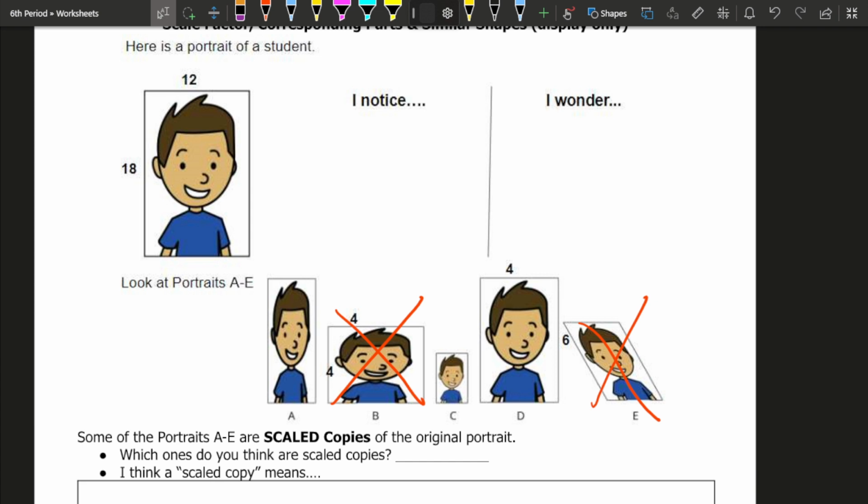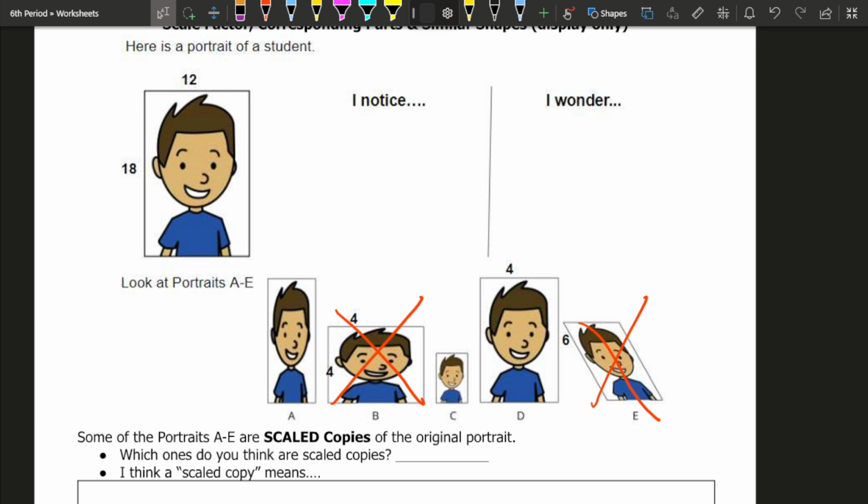Now, on similar figures and scale factors, just like when we zoom in, the shape has to be the same. In order for it to be similar, the shape has to be the same. It has to be proportional. Like when we're zooming into the eyes of your crush, right? The eye doesn't get oval, it's still round. It doesn't change the shape, right?